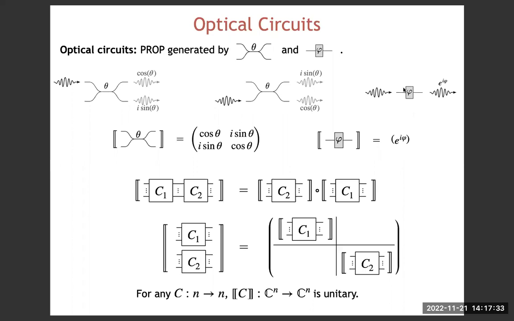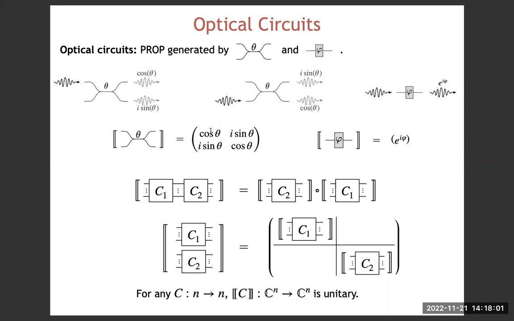And there is also the phase shifter. This one has one photon as an input, one photon as an output, and just a phase when the photon goes through this gate. The semantics can be represented using matrices. Here it's just this rotation for the beam splitter, and the phase shifter is just a multiplication by this phase.